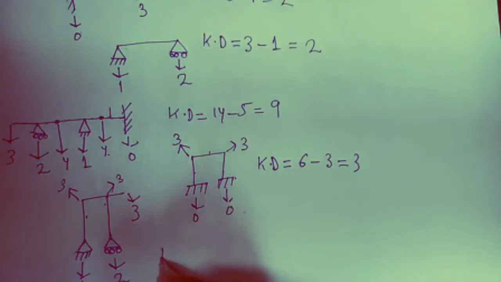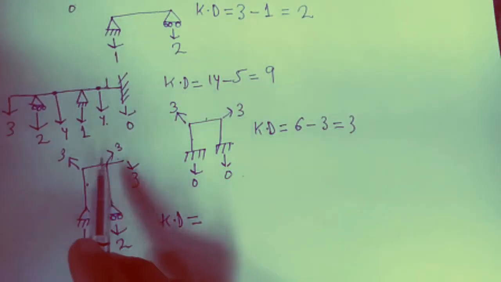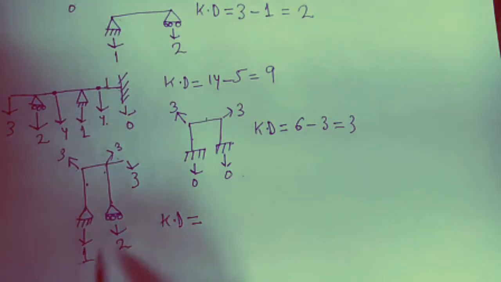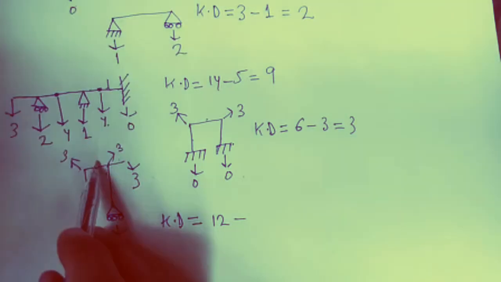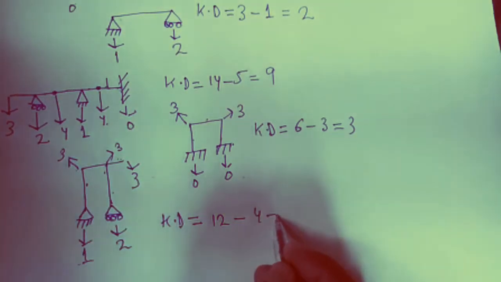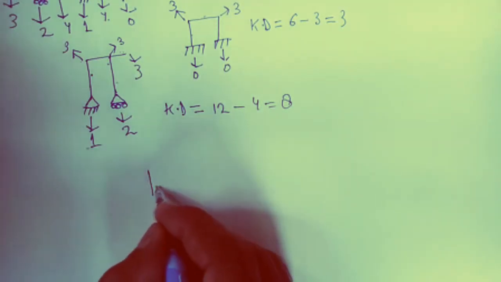So total kinematic indeterminacy equals total degrees of freedom, that is 3, 6, 9 and 12. 12 minus members, here 1, 2, 3 and 4 members, that is 8. Now let us see another example.